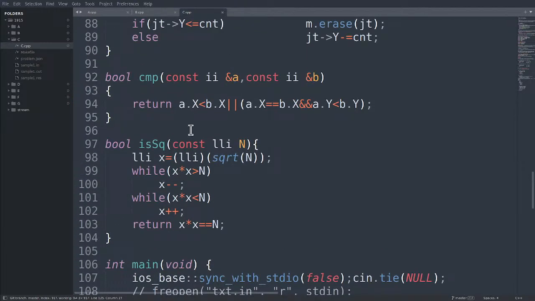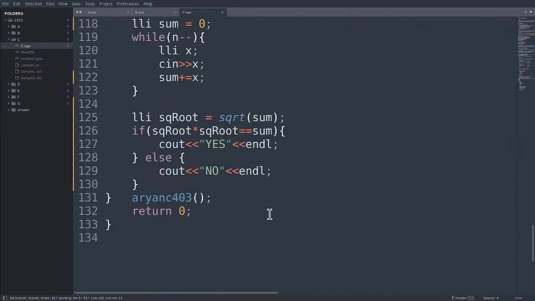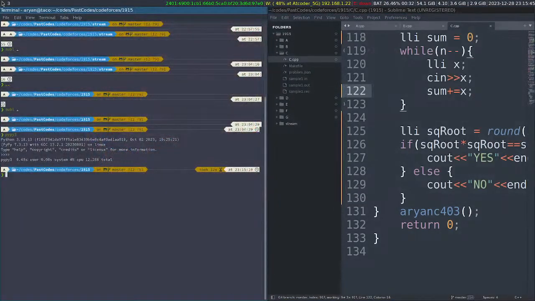A better way would be to first find the square root and then run a while loop which decreases the number if its square is lesser, increases it if it's greater, and at last check if x is equal to this. Some people even use round over here. In this problem, it might get an AC, but it creates problems. So, this was C.